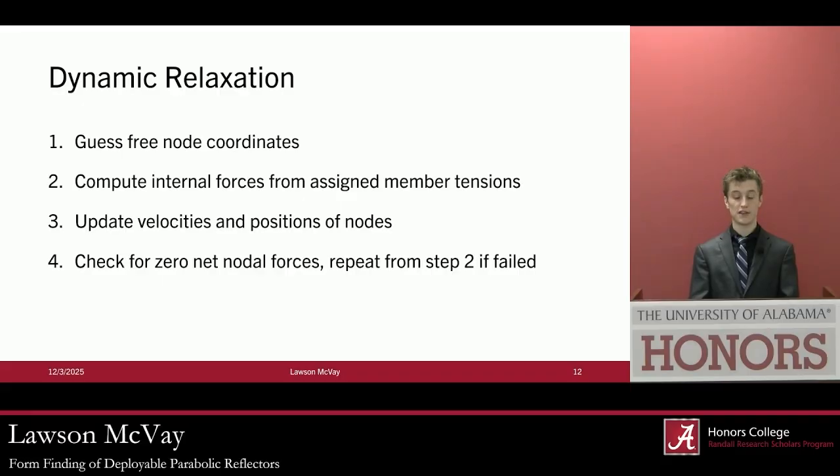Dynamic relaxation is the kinematic method, as opposed to the statical methods of form finding. It's first described by Alistair Scott Day and refined by Barnes. We begin with an initial random guess and then compute the internal forces from prescribed member tensions. We could choose uniform tensions, but theoretically any tension distribution could be implemented here. Then, approximating the nodes as point masses, we calculate their velocities and positions with Newtonian mechanics. We do a check for zero net nodal forces, equilibrium, and then repeat if failed.